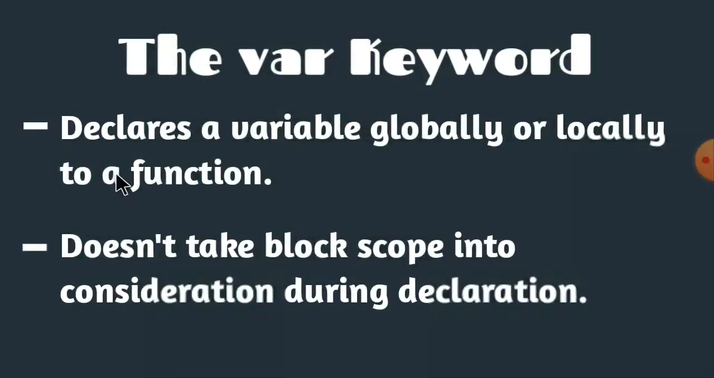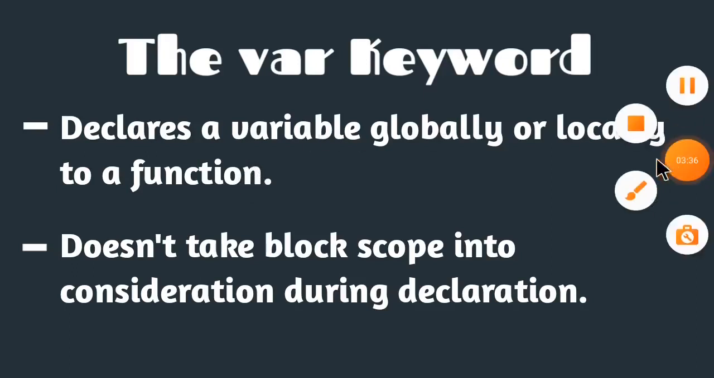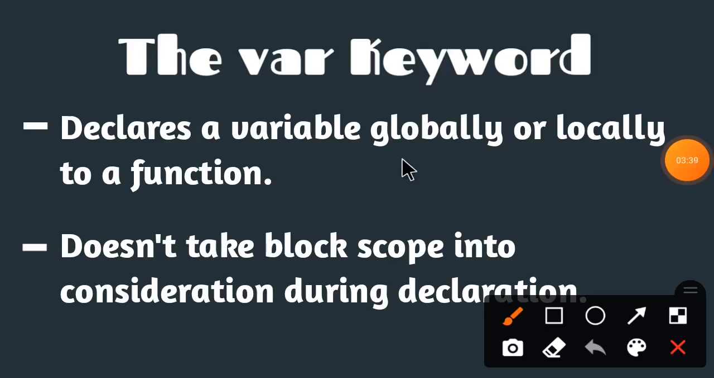Now let's take a look at the var keyword first. So the var keyword, what is it used for? What does it offer? Okay, it declares a variable globally or locally to a function. What does that mean? That is, when we declare a variable, basically in JavaScript there's something we call scope, and I think I'll try to explain what scope is now. So let's say, for example, this is our script, this page here, like this.